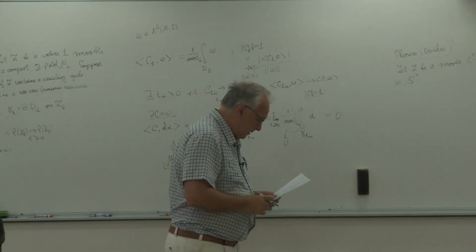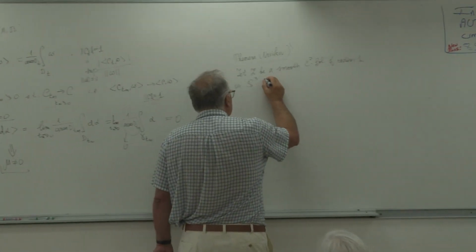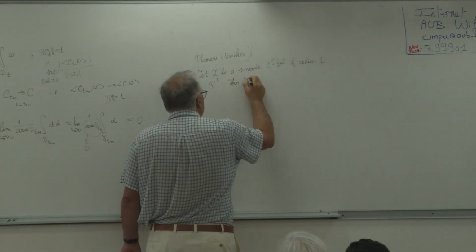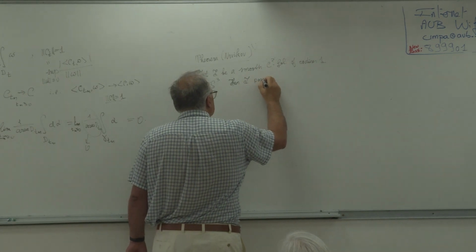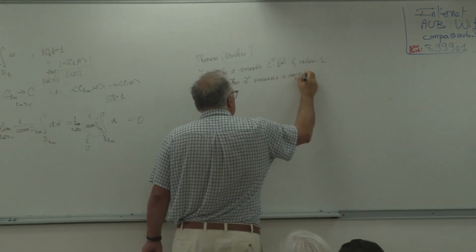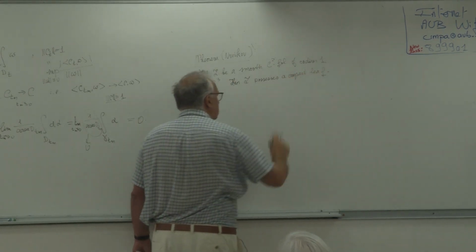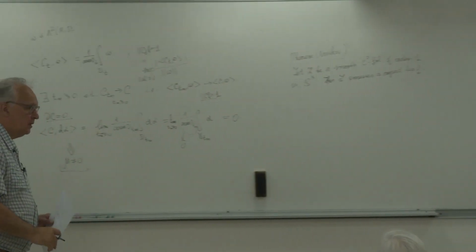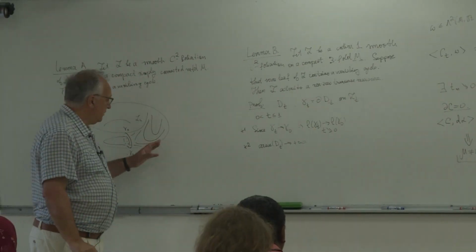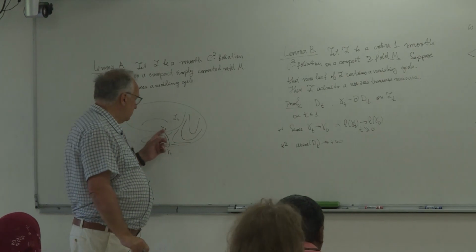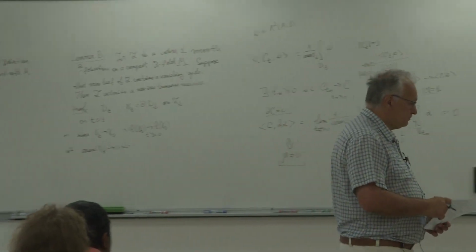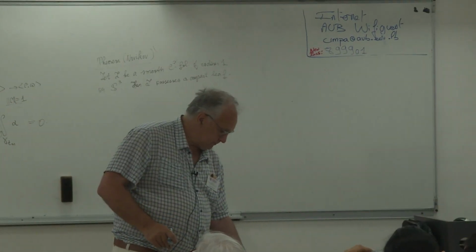Then L possesses a compact leaf. So there is a compact leaf. So the situation is as in this picture. You have a vanishing cycle, and then we can produce a compact leaf. Okay, proof.